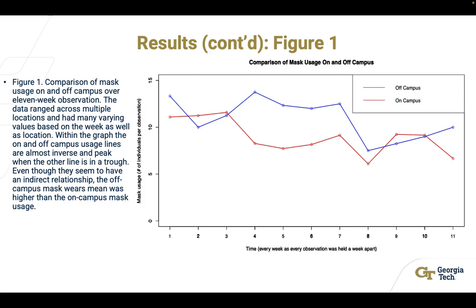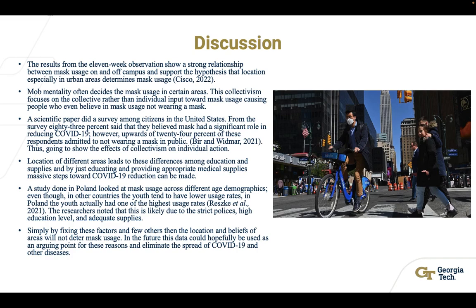Figure 1 shows the line graph, which shows the comparison of the average number of mask wearers per week for on and off-campus values, with off-campus being the blue line and the red line being on-campus. The data ranged across multiple locations and had varying values, and the lines seemed to have an almost inverse relationship, as one peaks when the other one troughs. From the 11-week observation, we can see that there is a strong relationship between location and mask usage.